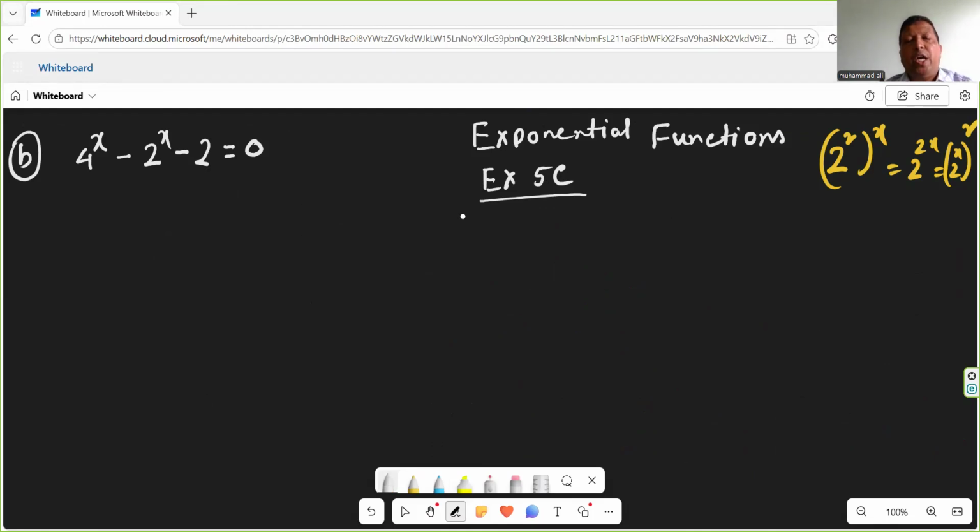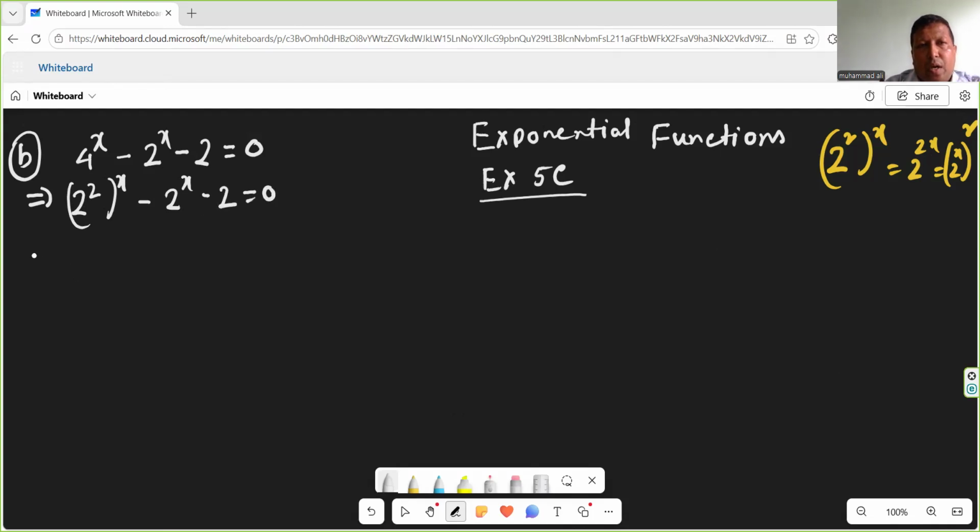Question number B: 4 to the power x minus 2 to the power x minus 2 equals 0. Like the previous maths, instead of 4, we can write 2 squared to the power x minus 2 to the power x minus 2 equals 0. We can write this in this form: (2 to the power x) whole squared minus 2 to the power x minus 2 equals 0.